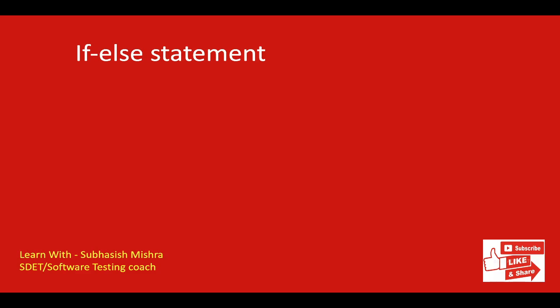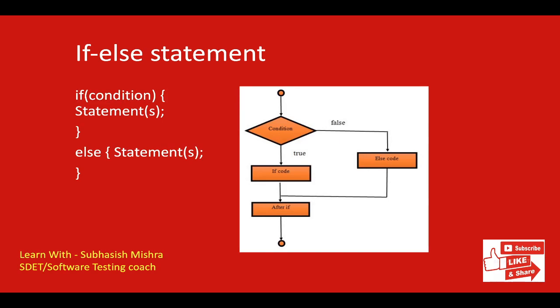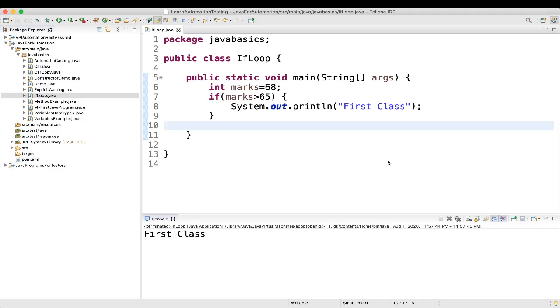So what is if else statement? The statement inside if would execute if the condition is true, and the statement inside else would execute if the condition is false. So what we are telling is, if the condition is true, this thing will get executed. If the condition is false, this thing will get executed, right? So let's see with the example.